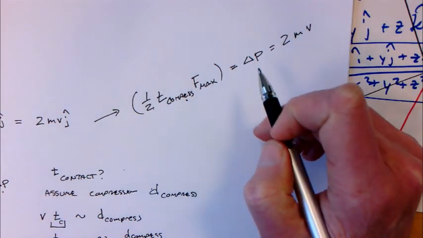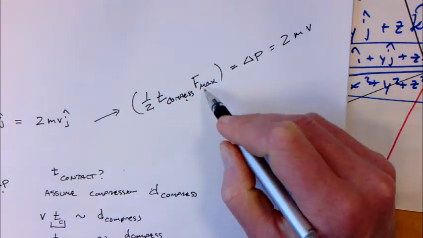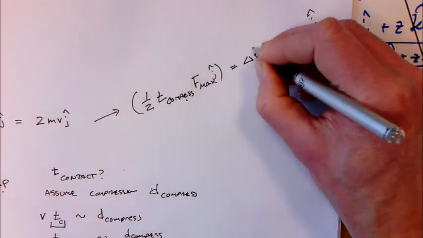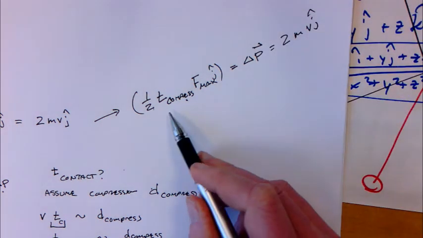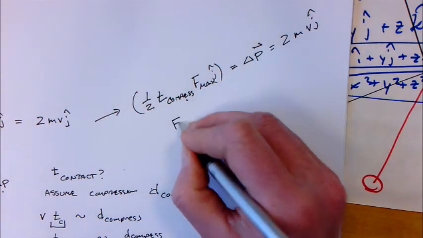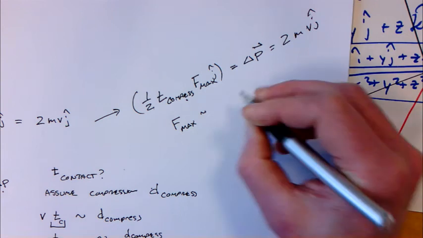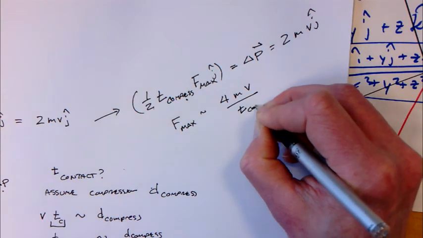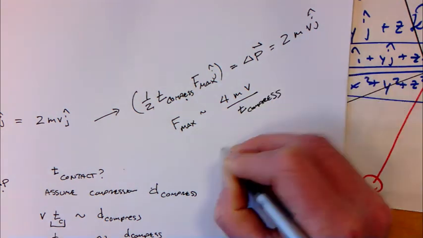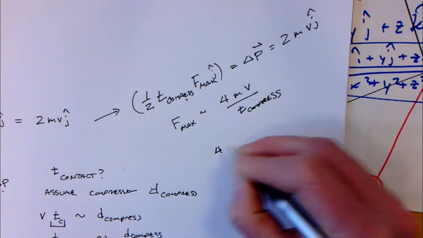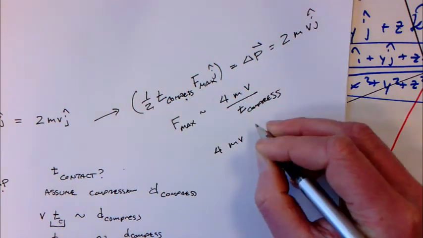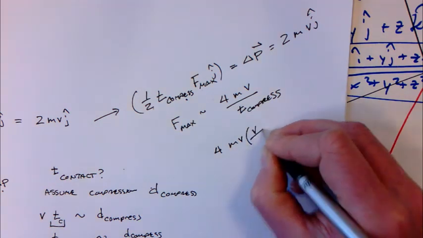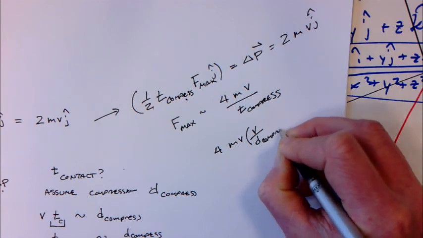And I've been a little bit sloppy with turning things from vectors into scalars here. Really, F max should be in the j hat direction, and this should be 2mv j hat, a vector. Notice that at this point, I can start to say something about what F max is. The maximum force is going to be about 4 times the mass of the ball times the incoming velocity of the ball divided by the compression time, which I could also write as 4 times the mass times the velocity of the ball times the velocity of the ball again divided by the compression distance.